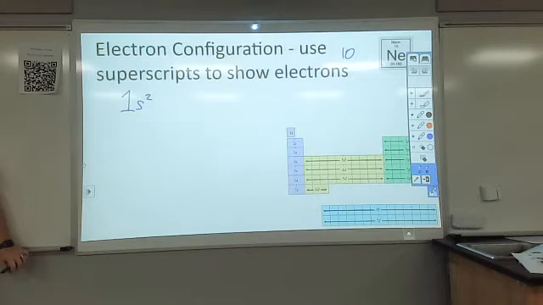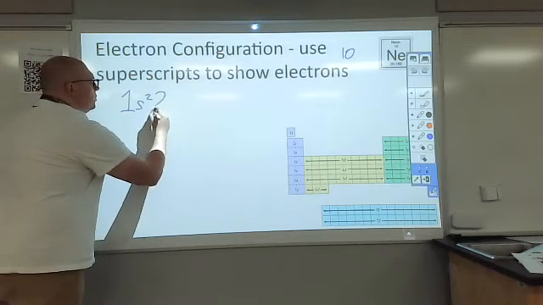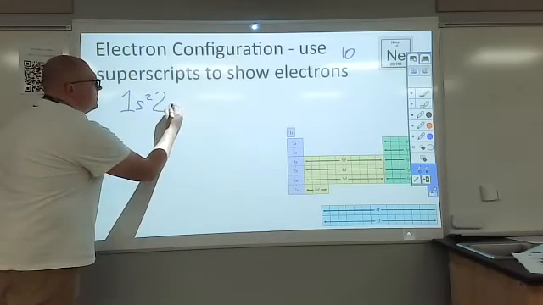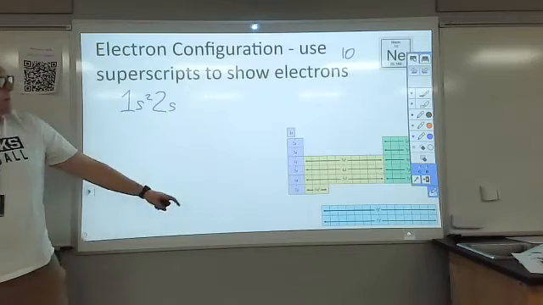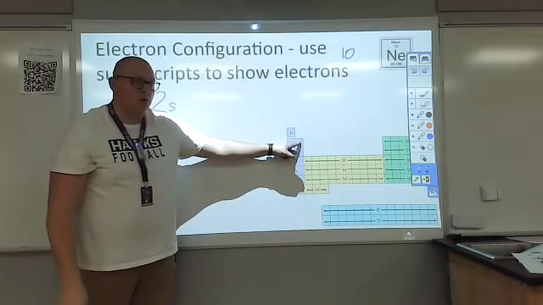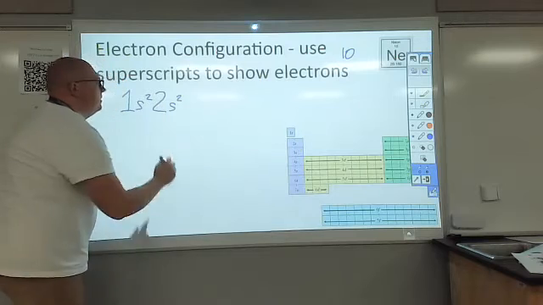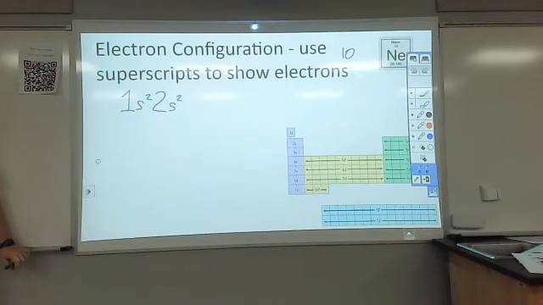Okay, what comes next? 2, right? Because there is no 1p orbital. That doesn't exist. We go straight to 2. What orbital am I going to start filling up? S, right? S comes before P. Since I have a new energy level, I've got to start filling up S first. So how many? 2, right? 1, 2. Okay, so there's 2s2. Now what?